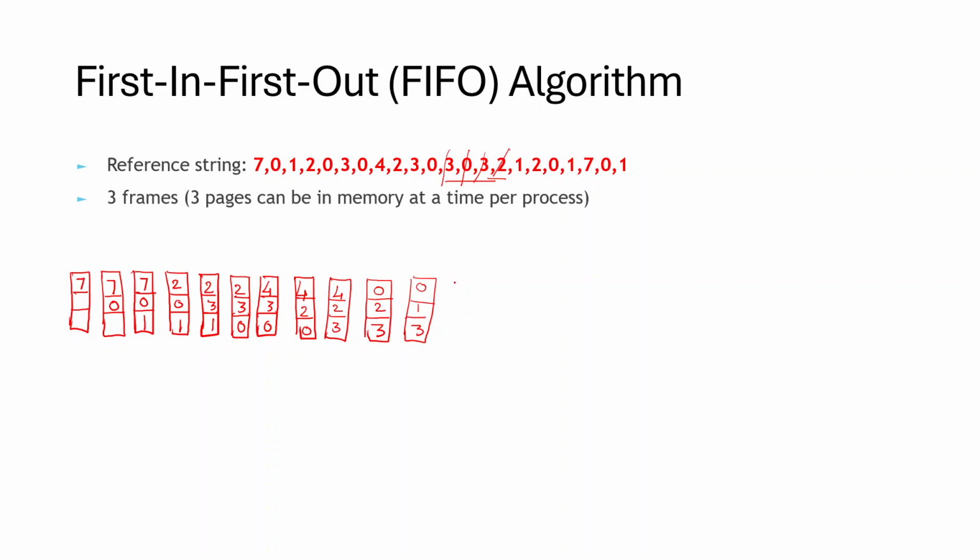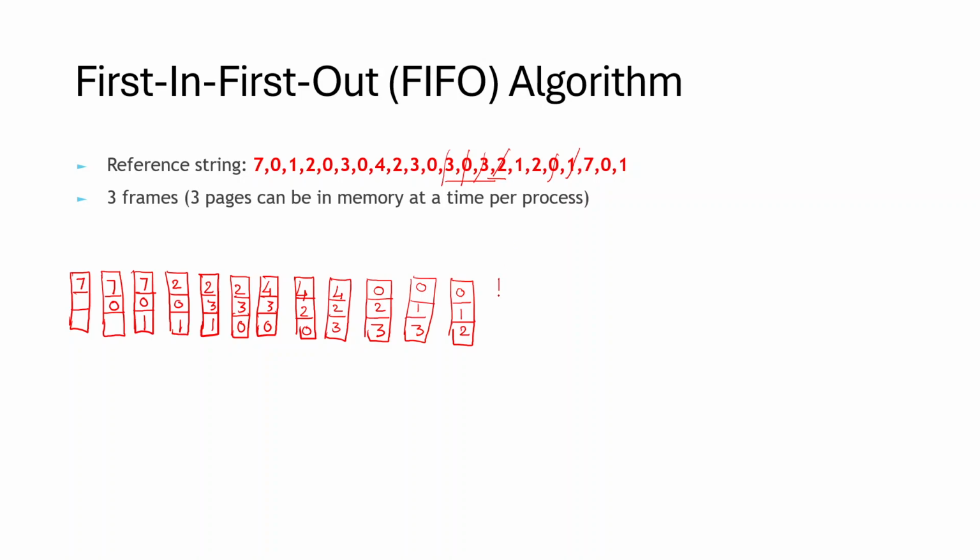So the memory is 0 1 3. Next 2. The 2 is not available, so there is a page fault and we need to go for a replacement. Out of 0 1 3, the 3 came first, so you need to replace it. Next, 0 is already there, so there is no page fault. Next, 1 is already there, so there is no page fault.